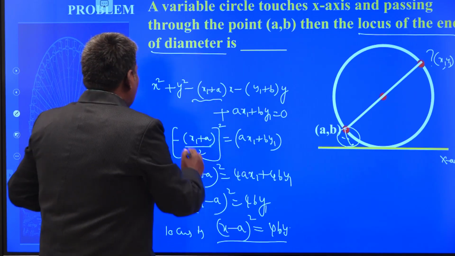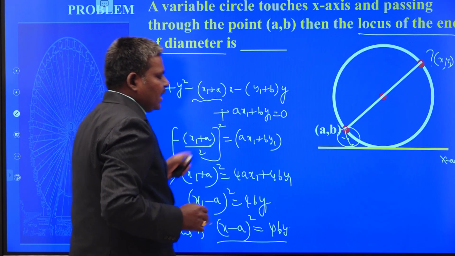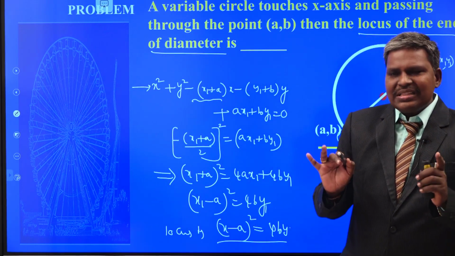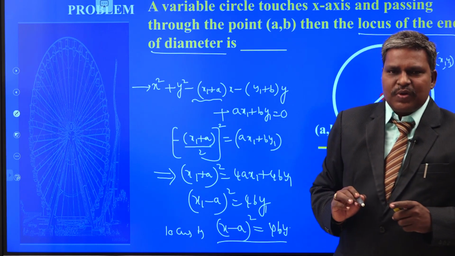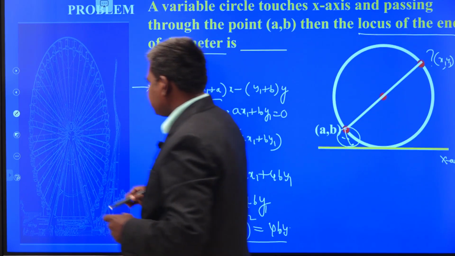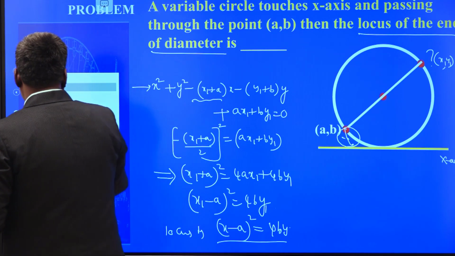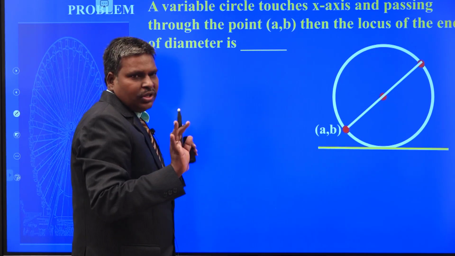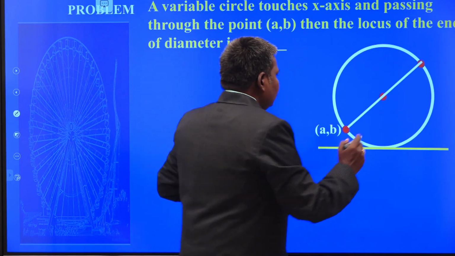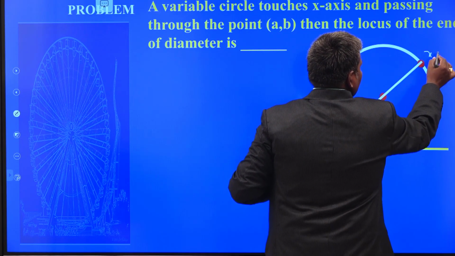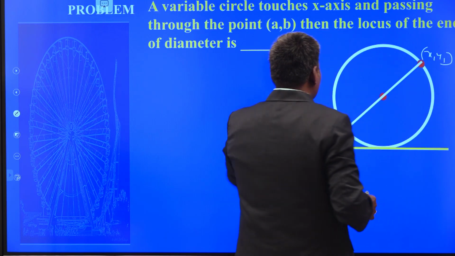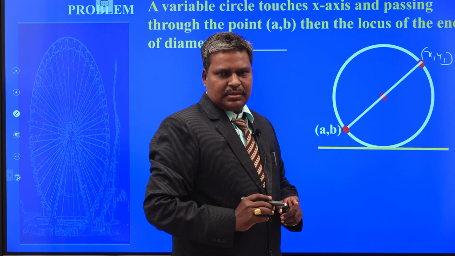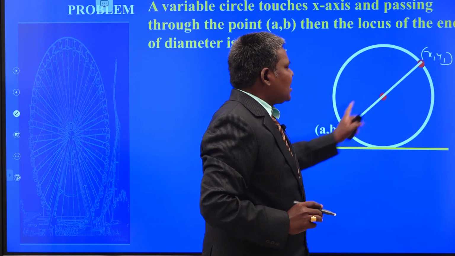This is the question. I am applying this formula, the ends of the diameter formula. This formula, by looking at the diagram itself, you can crack this one also. Let us see the method. This is your question. You don't know the formula. Now, you take (x1, y1) as the other end of the diameter of the circle which is passing through (a, b) and touches the x-axis.